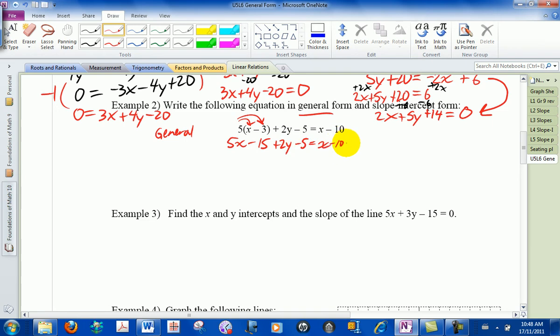Collect like terms, please. So don't move anything across the equal sign yet. That'll be too confusing. 5x plus 2y minus 20 equals x minus 10. Okay, now move your x over. So how are you going to move this positive x? Yes, just subtract it. And so you're left with 4x plus 2y.